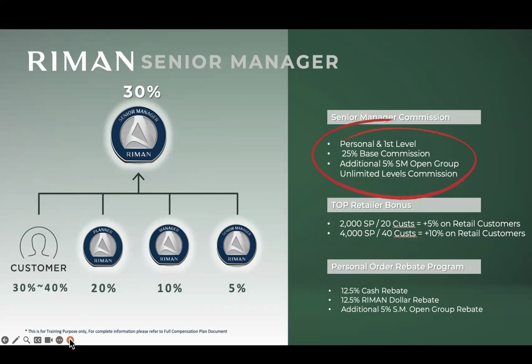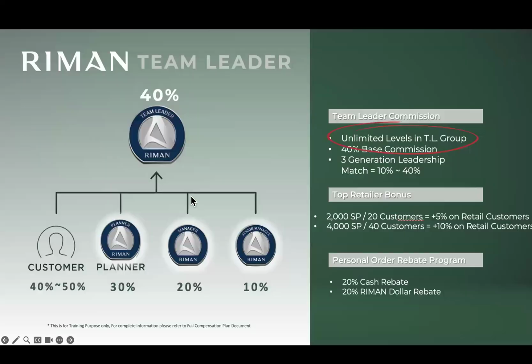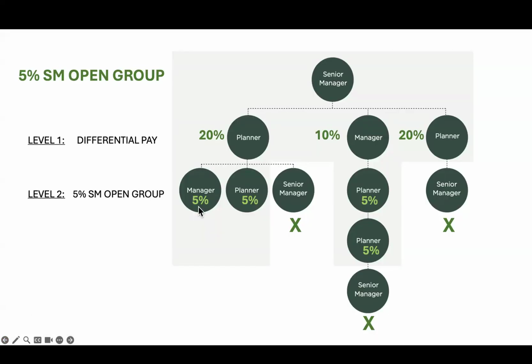But remember, anything beyond your level one into your level two, here's what you have to realize. That is what the SM Open Group is. When you are a senior manager, anywhere in your organization from your level two and on, where there is no senior manager, you see how the highlighted parts have no senior manager? From beyond your level one, starting from level two, where there are no senior managers, every manager or planner that is in your open group, you get 5% here, 5% here, 5% here, and 5% here.